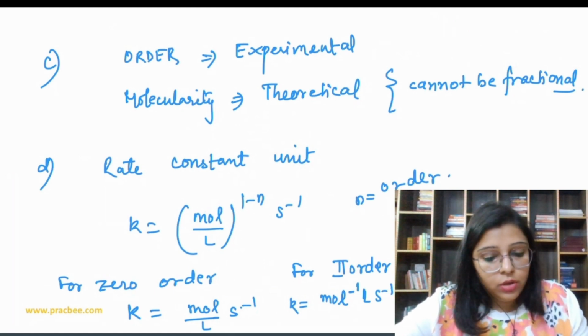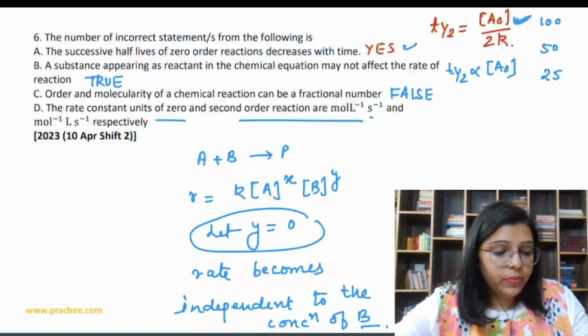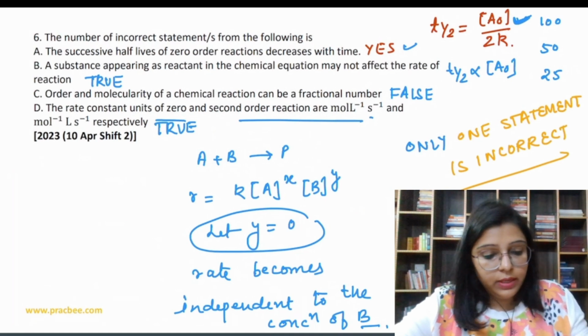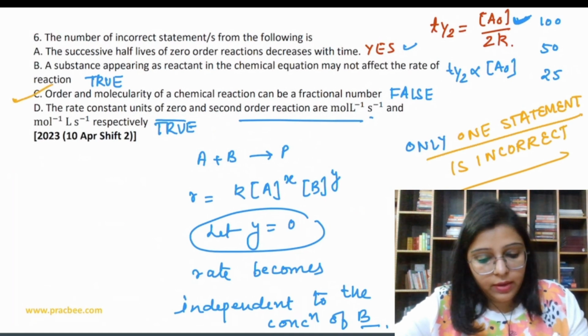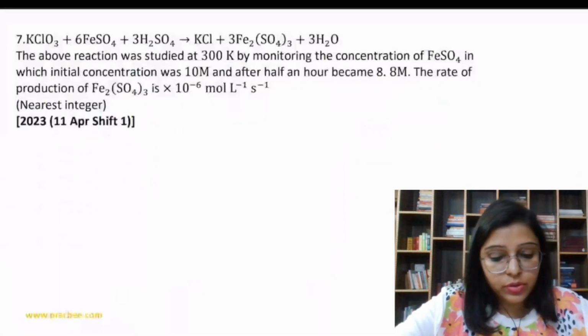Okay, this is true. So the number of incorrect statements from the following: only one statement is incorrect. So we have option number C as the answer. Okay. Now let's do the next question.